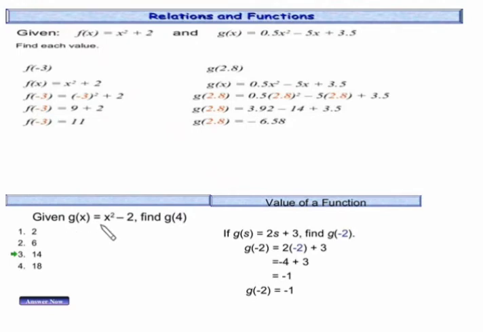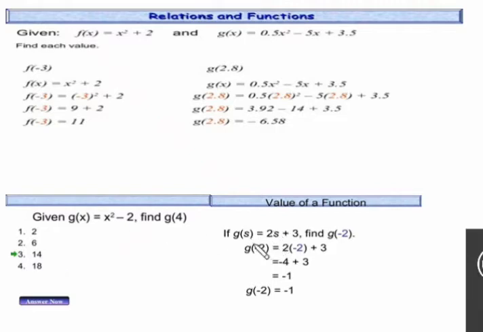Now given g(x) is equal to x square minus 2, find g(4). In place of x, what is here? That is 4, x is equal to 4. We put 4, 4 squared is 16, minus 2, the result is 14.